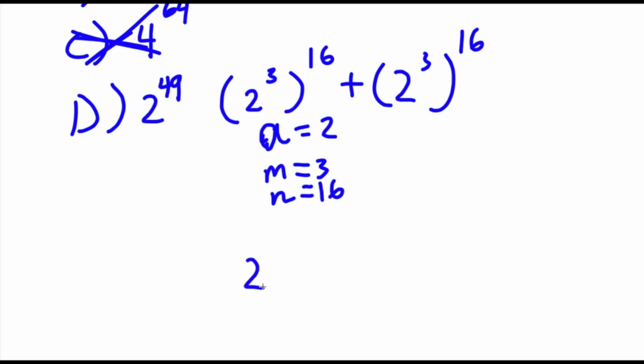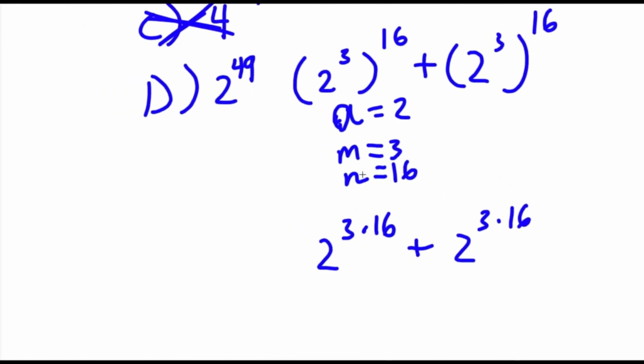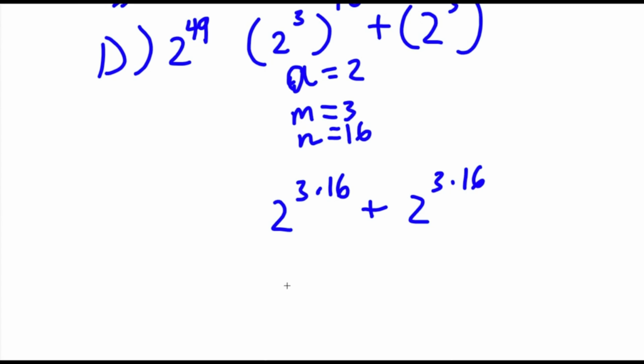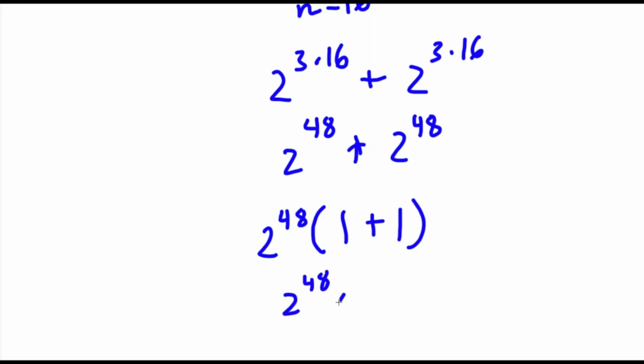So now I have 2 to the power of 3 times 16 plus 2 to the power of 3 times 16. Now, 3 times 16 is 48, so now I have 2 to the power of 48 plus 2 to the power of 48. Now, if I factor out 2 to the power of 48 from this, I get 2 to the power of 48 times, now 2 to the power of 48 divided by 2 to the power of 48 is 1, because anything divided by itself is 1. So I have 1 plus, again, 1. 1 plus 1 is 2, so I have 2 to the power of 48 times 2.